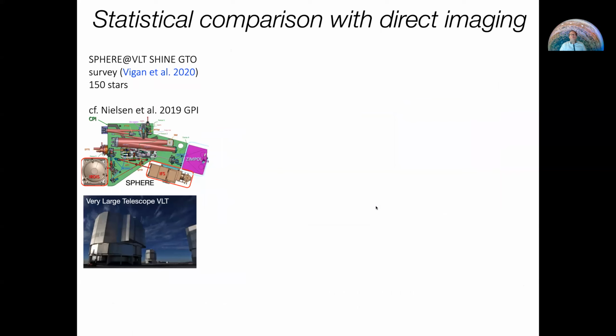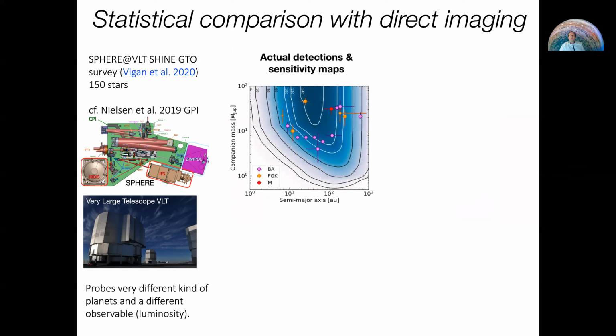Let's go to an even other one. This is a statistical comparison with direct imaging. This is the SHINE survey at the VLT, and we saw the results before for GPI by Nielsen et al. And here we should keep in mind that we probe a very different kind of planets and also a different observable. So the luminosity, not the mass or the radius. And this here is now the actual detection by SPHERE with the sensitivity map.